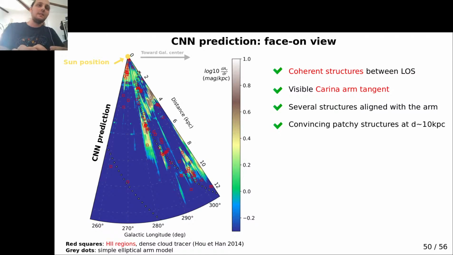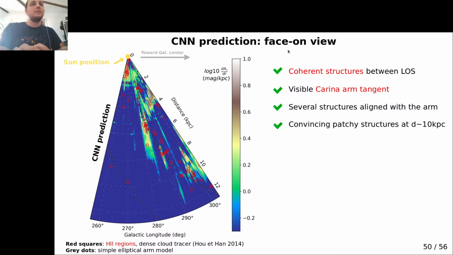And you can see that our prediction follows relatively well both the model of the arm and the H2 regions prediction. So we are happy with this prediction because it has a few advantages.